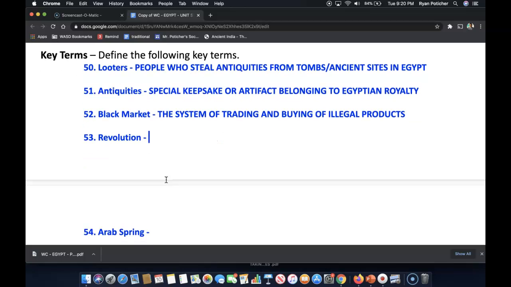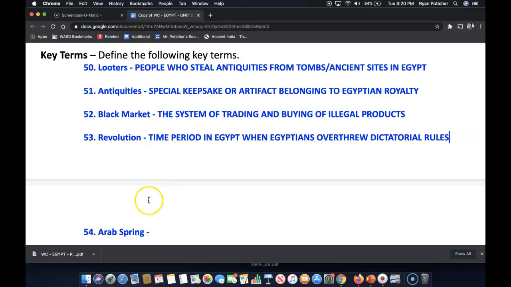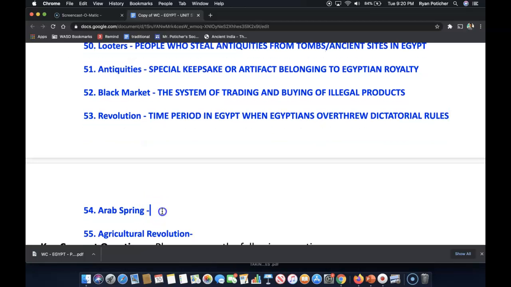The revolution here refers to a time period in Egypt when Egyptians themselves overthrew dictatorial rulers. If you remember learning about the Arab Spring, which is our next term here, that refers to a time when Egyptians were influenced by the fervor of the Arab world, of people wanting to usher in democratic values and overthrowing dictatorships.